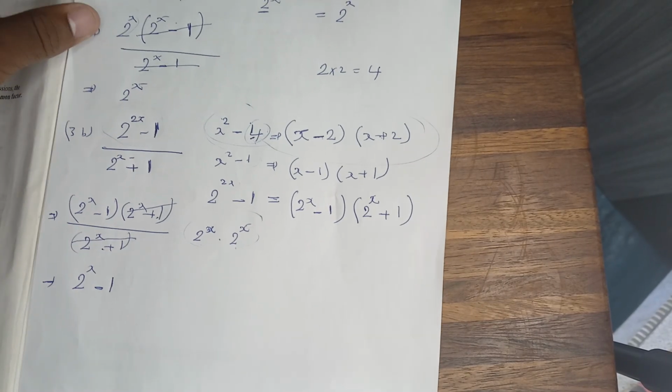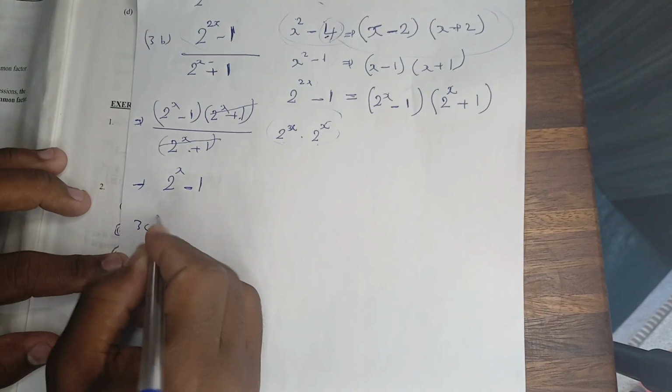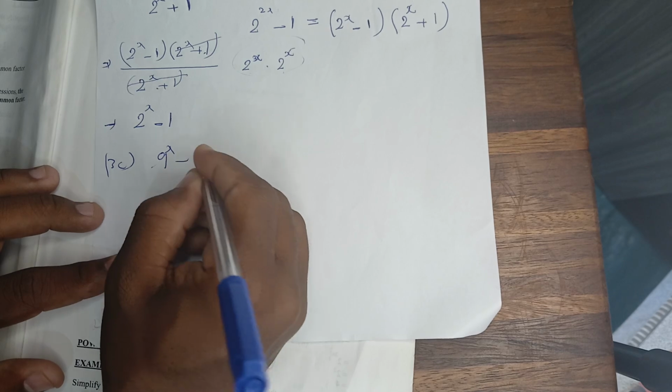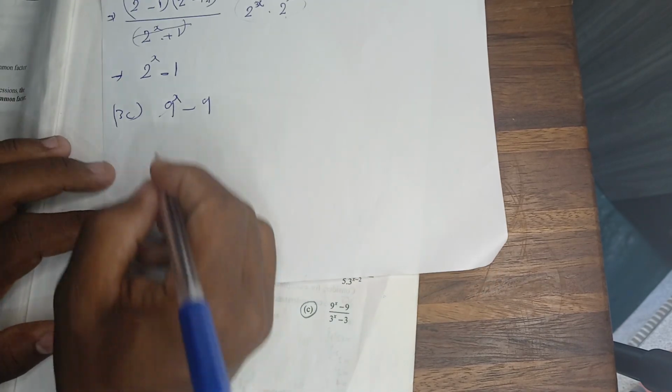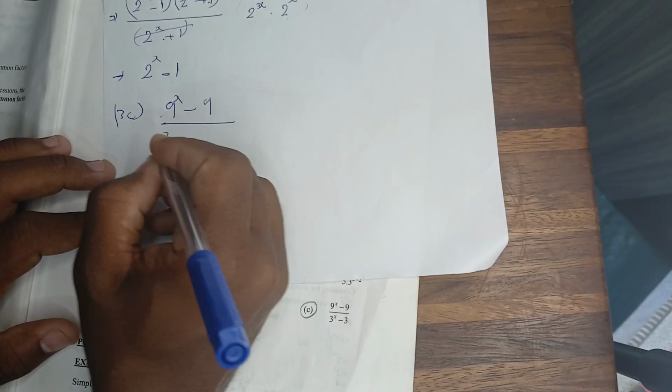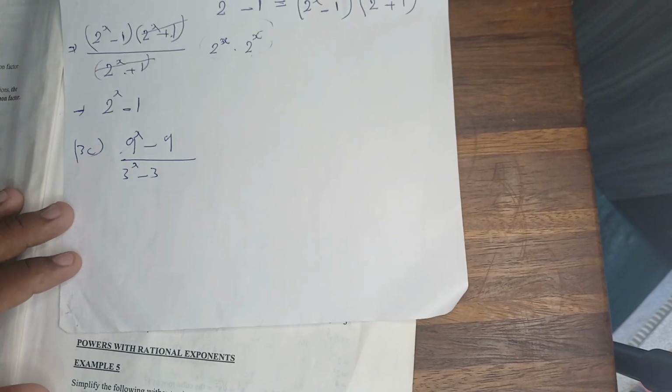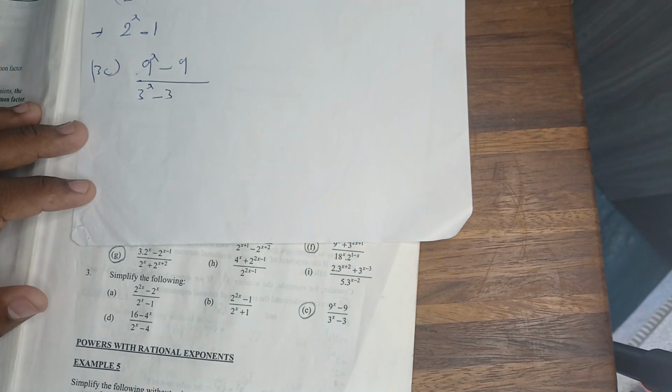So let us do 3c now. So 3c is 9 to the exponent x minus 9 divided by 3 to the exponent x minus 3, like this. So what we're going to do now, we are going to find the prime base of 9, the prime base of 9 as well. So let us do that.